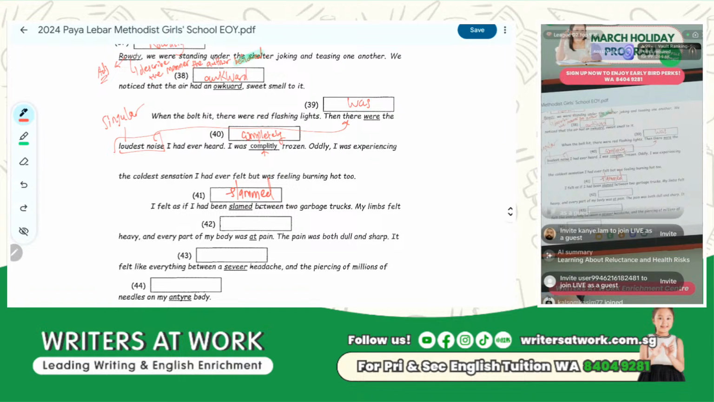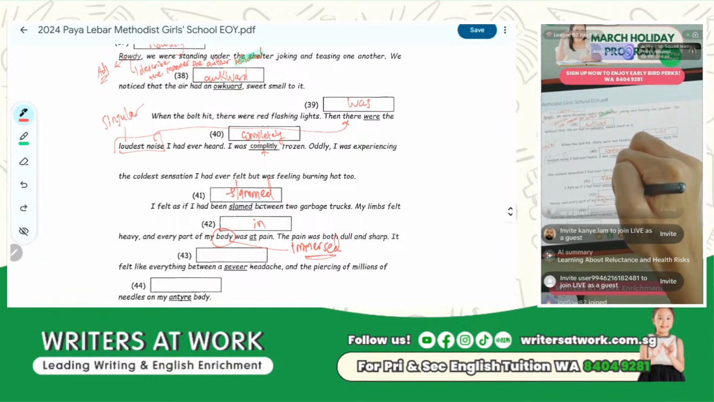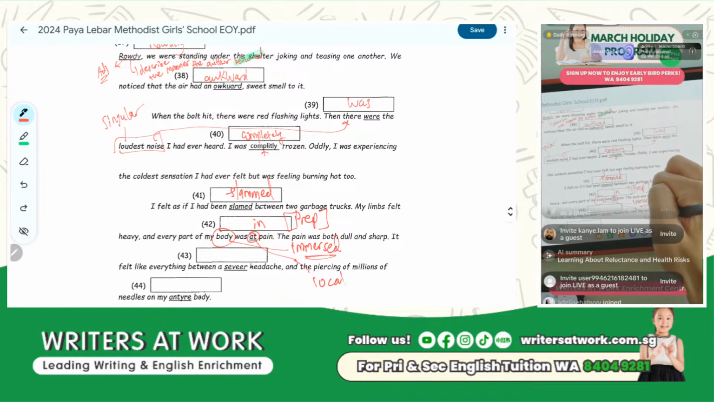My limbs felt heavy and every part of my body was in pain. So when we talk about how the body was immersed in a particular sensation, we'll always use the preposition in. When you use at, you're trying to show a particular location. And in this case, it is not correct.